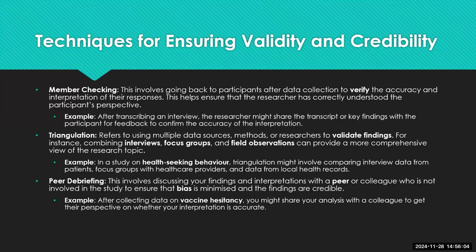And then you can have issues of triangulation, which refers to using multiple data sources, such as methods or researchers, to validate your findings. For instance, combining interviews, focus groups, and field observations can provide a more comprehensive view of the research topic. And also peer debriefing. This will involve discussing your findings and interpretation with a peer or a colleague who is not involved in the study, to ensure that bias is minimized and the findings are credible.